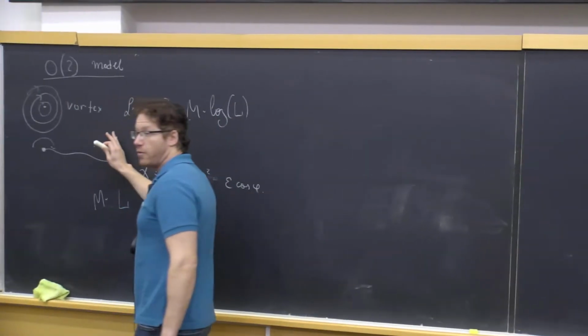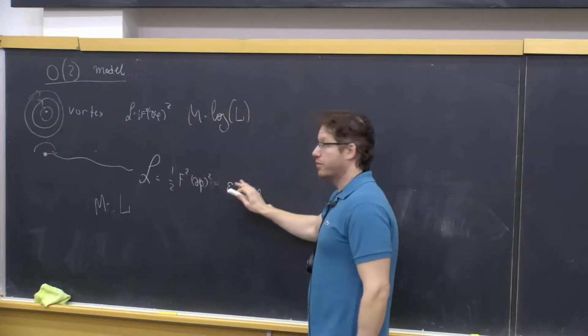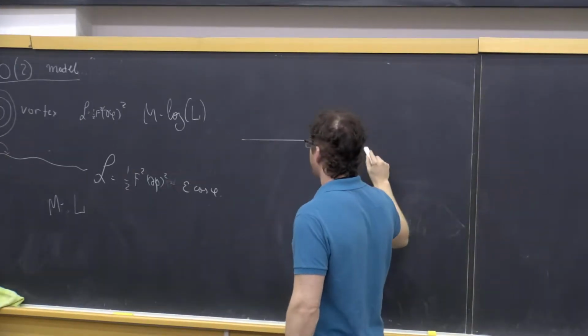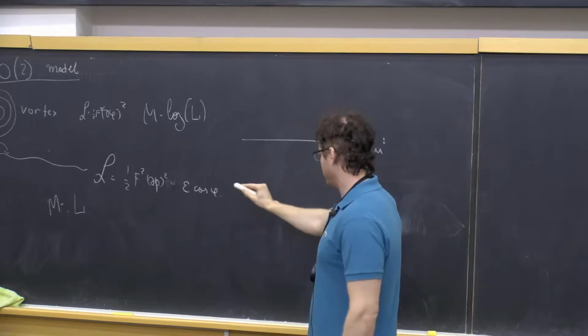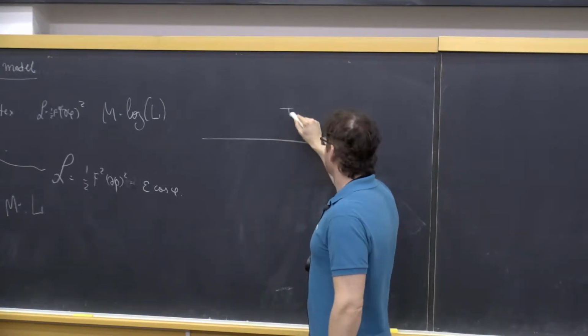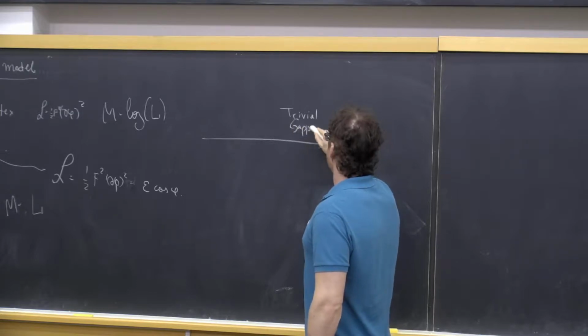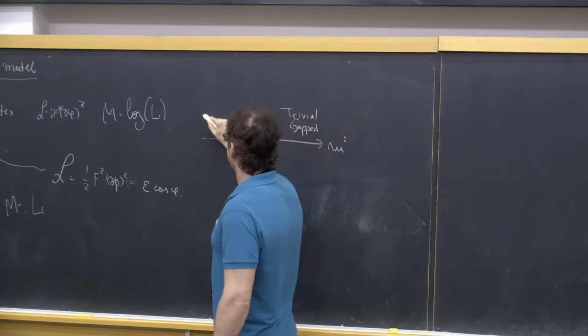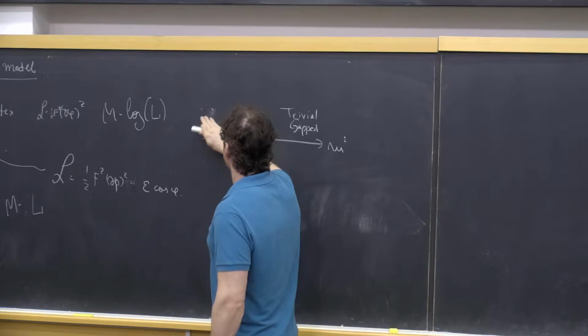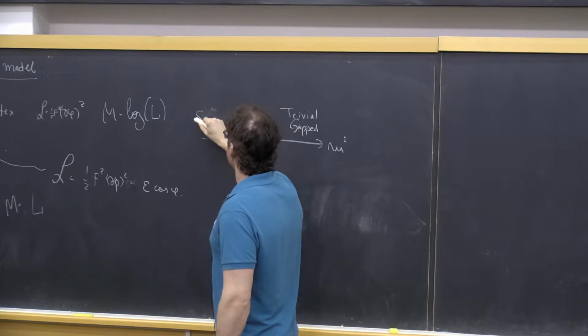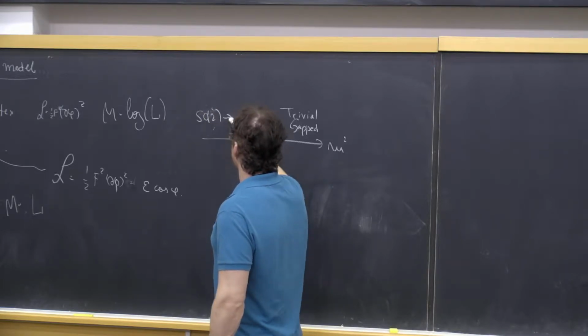The phases of this model with epsilon equals 0, we discussed a lot. The phases of this model with epsilon equals 0 were a trivial gapped phase, and then a superfluid phase where there is a Nambu-Goldstone particle. So the SO(2) is broken spontaneously to nothing.